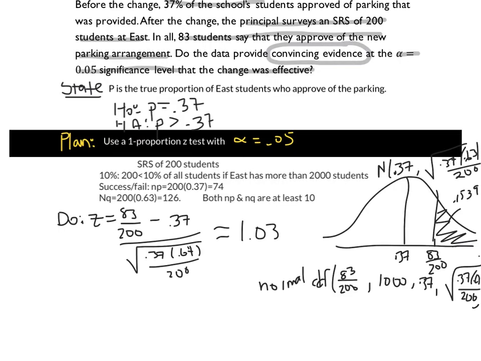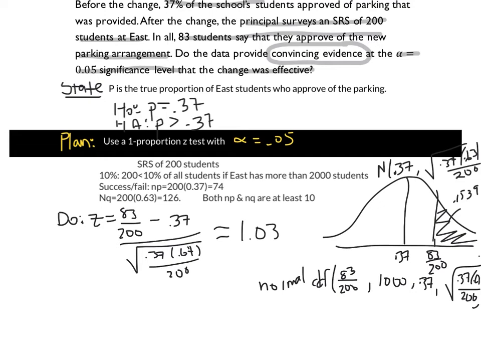For our do step, the first thing we're going to do is a z-score. We'll take 83 over 200, subtract our null hypothesis value of 0.37, and divide by the standard deviation. We'll take the square root of 0.37 times 0.63 divided by 200, and we should get a z-score of about 1.03. Next thing we'll do is draw a nice little sketch.